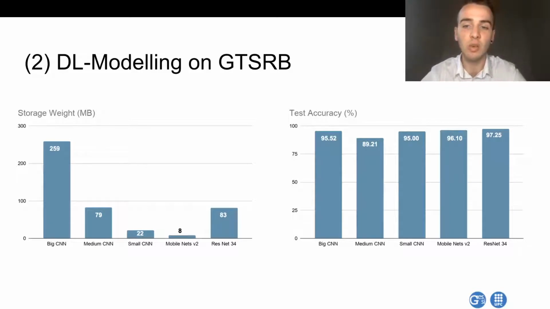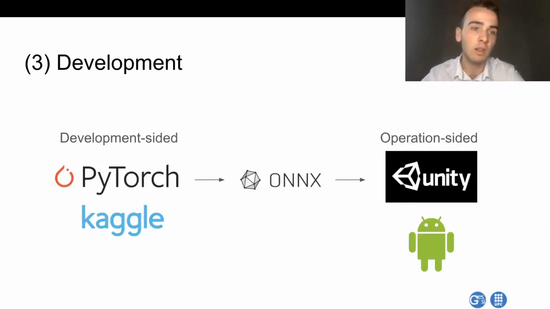And finally, we realized that the ResNet34 is the one that is solving the problem at a higher accuracy. So from all these, the two models that we will be deploying to the applications will be the small CNN for our handcrafted CNNs and the ResNet34 for the pre-trained models.